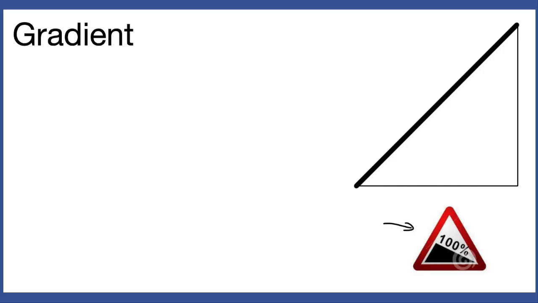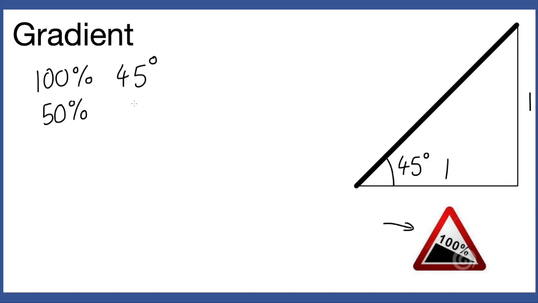What does 100% mean, or what does any percent mean as a gradient? Well, 100% gradient means that my gradient is 1. I go up 1 and I go across 1. This means that my angle must be 45 degrees. So 100% gradient is 45 degrees.